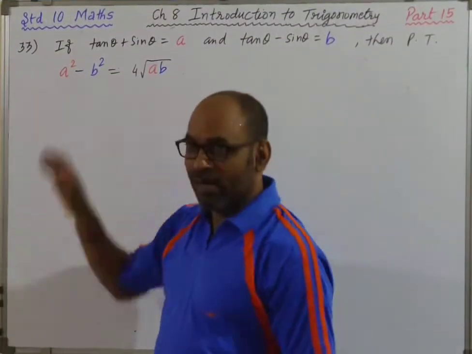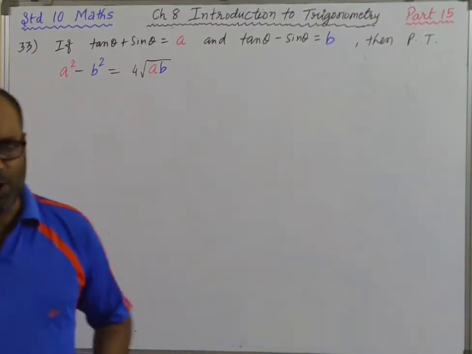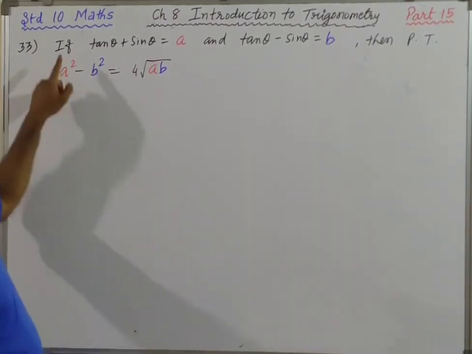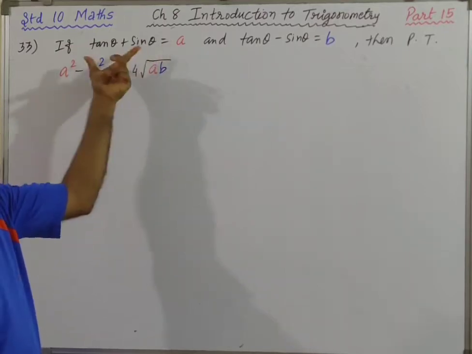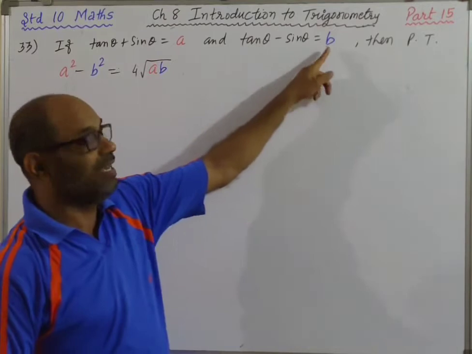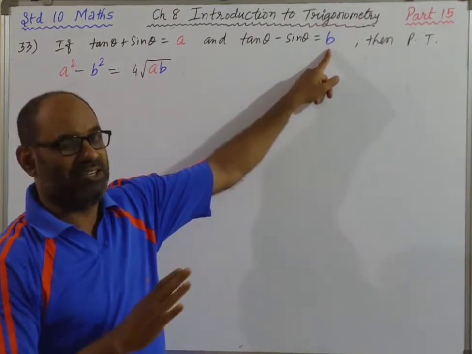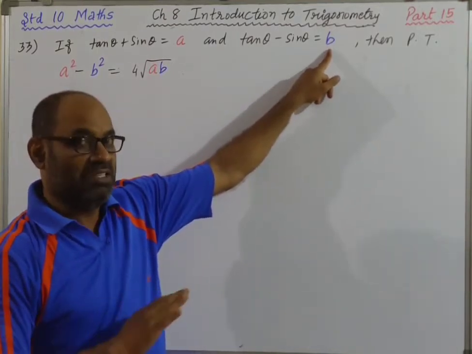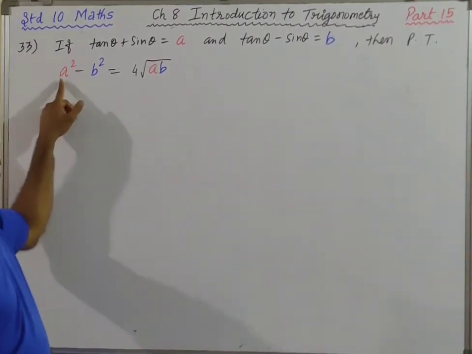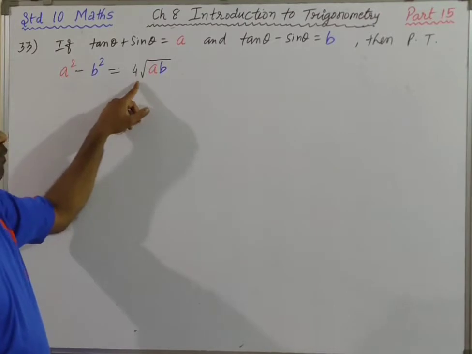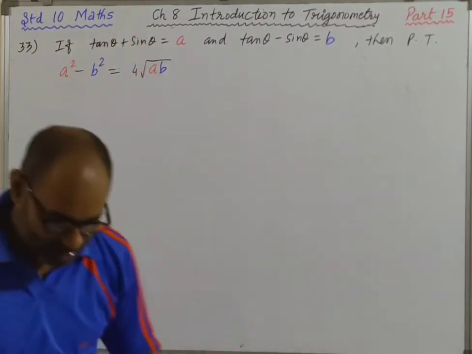It is the 33rd one. Yeah, similar to what we saw in the 32nd sum. If tan theta plus sine theta is equal to A, the value of A is known, and tan theta minus sine theta equal to B. Here the simplification is going to be a little bit easier, or it may be tougher. Let's see. Then prove that A square minus B square is equal to 4 times root AB.